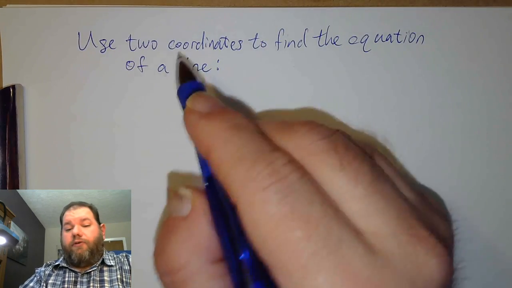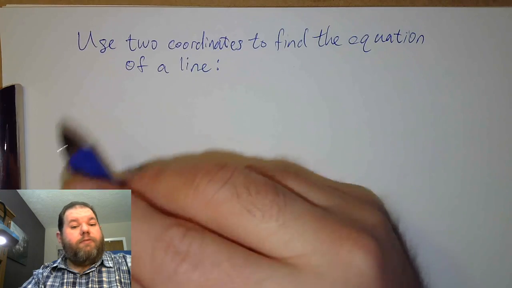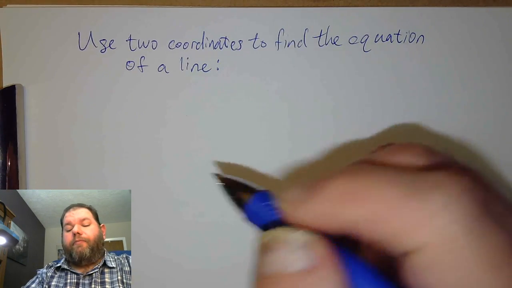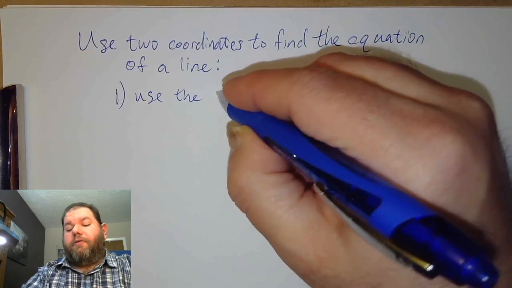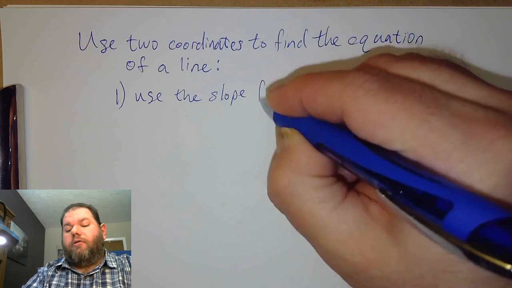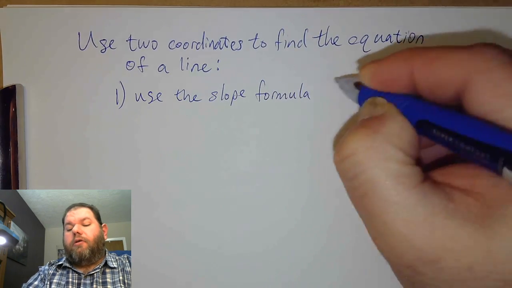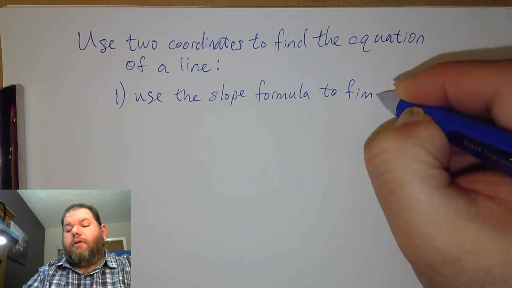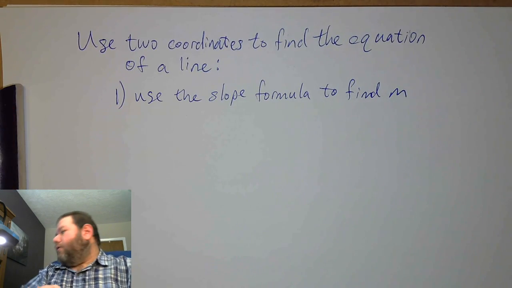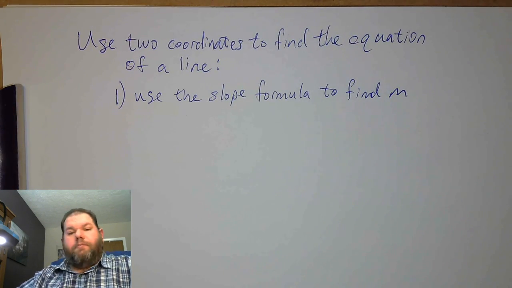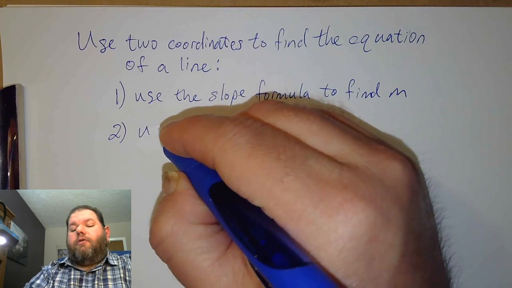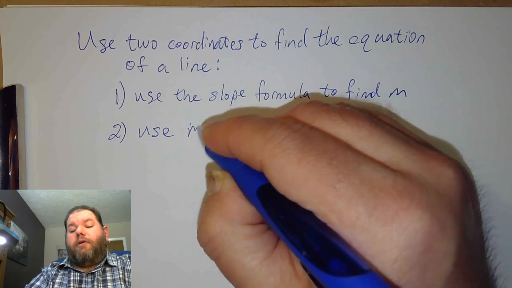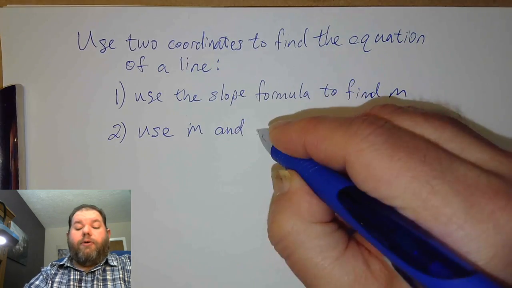Now, if we're given two coordinates, we know we can find the slope just by using our slope formula. So step one is use the slope formula to find m. Okay, so that lets us find our slope. And second, we use the m and either one of our points.